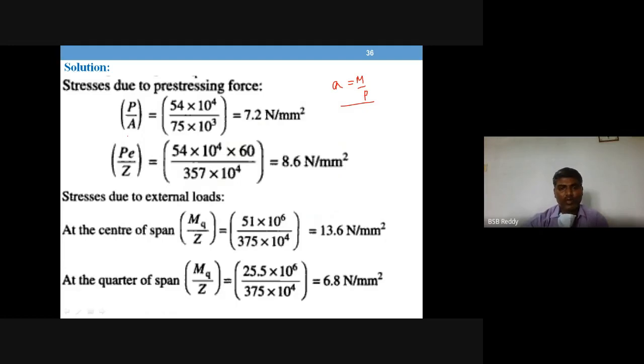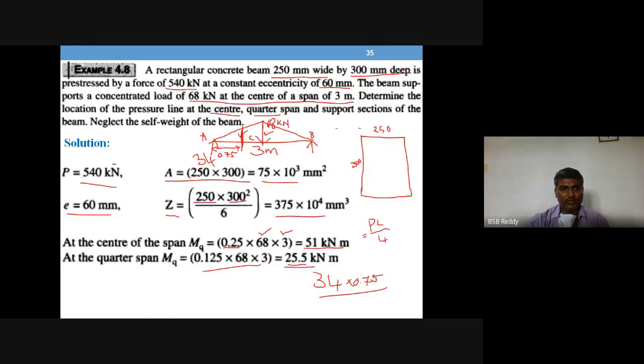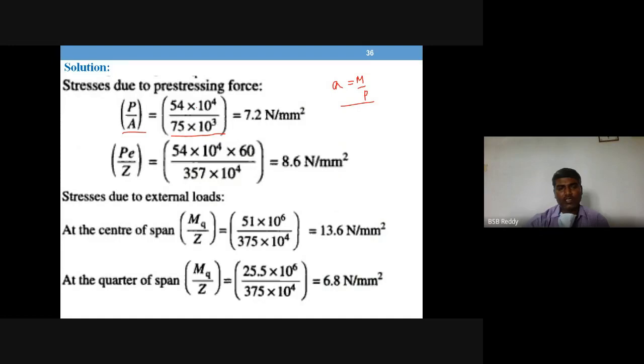To plot the resultant stress diagram, you want the P by A value. P is 540 kilonewton, 54 into 10 power 4 divided by the cross sectional area, which comes around 7.2 Newton per mm square, the direct stress from pre-stress. The bending stress from pre-stress is P E by Z. P E is 60 mm times P, Z is calculated, so it comes around 8.6 megapascal.